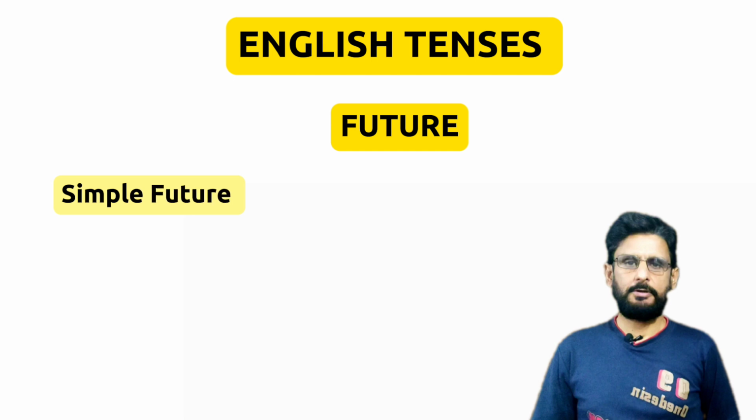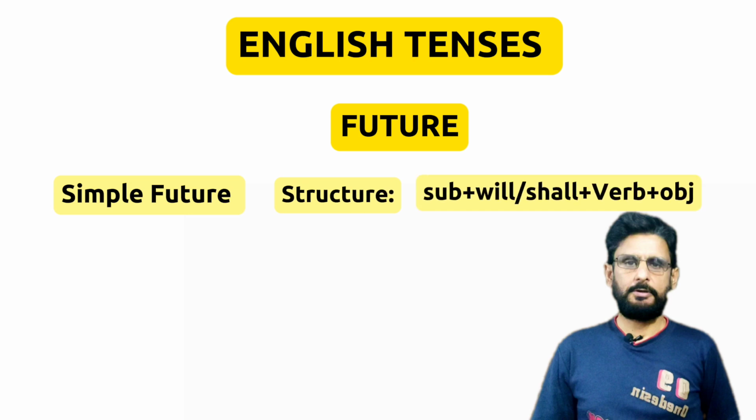First important category of future tense is future simple tense. Future simple tense is the type of tense in which the activity takes place in future, neither in continuous form, nor in perfective form, nor in any other form. Rather, it takes place in simple form in future times. Let's discuss the structure of it. Structure is subject plus helping verb will or shall plus verb plus object. So this is the basic structure of it.